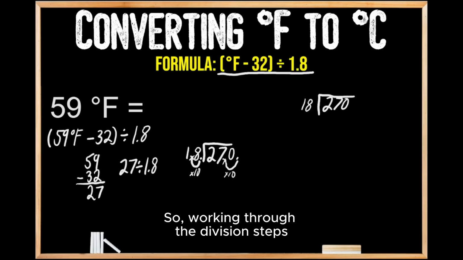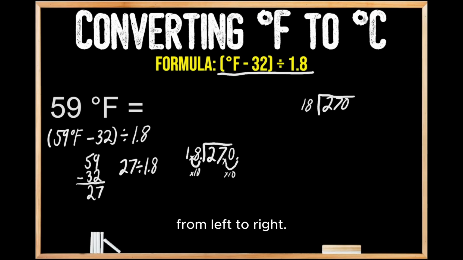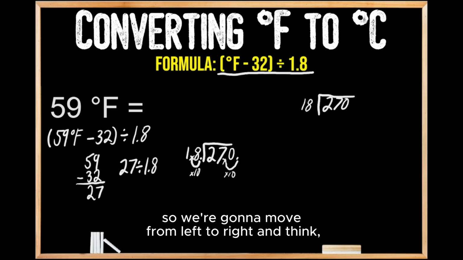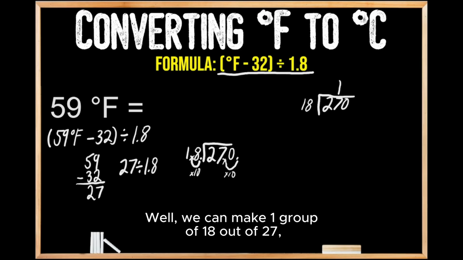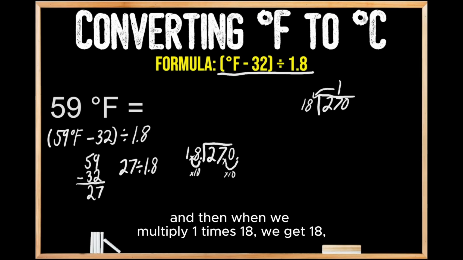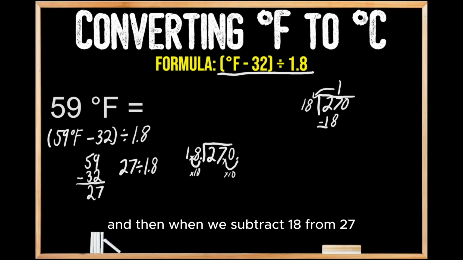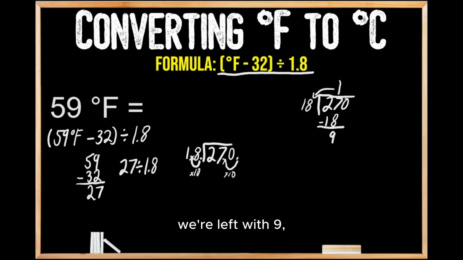So working through the division steps from left to right, we can't make a group of 18 out of 2, so we're going to move from left to right and think, how many groups of 18 can we make out of 27? Well, we can make one group of 18 out of 27, and then when we multiply 1 times 18, we get 18, and then when we subtract 18 from 27, we're left with 9, and then we're going to bring down the digit that's immediately to the right of the place that we've just divided, giving us 90.